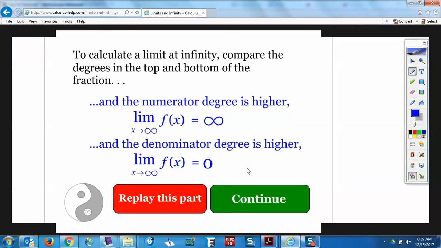Gets really small. If you have a fraction where the bottom gets way bigger than the top, then that fraction gets really small because you're dividing by a big, big number. And so it's going towards 0. Okay? So that's what they're getting at right there.